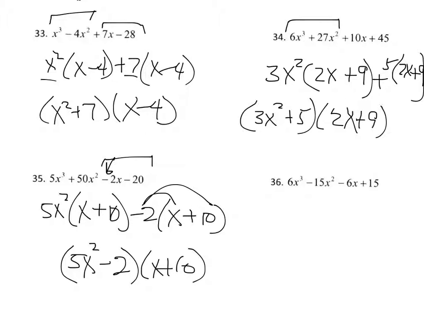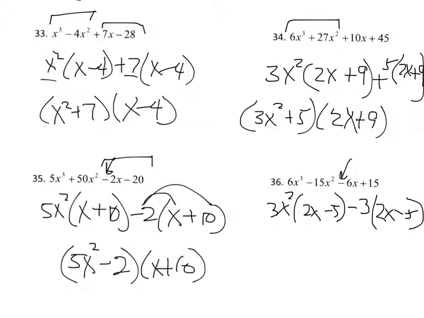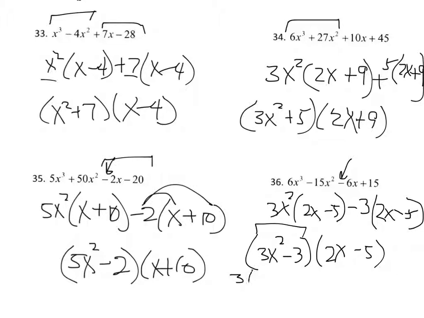This last problem, I'll pull out a 3x squared and get 2x minus 5. Then it starts with a negative, so I'll pull out the negative, pull out negative 3, get 2x, that switches the sign to minus 5. So together we'll have 3x squared minus 3 and a 2x minus 5. I can pull a 3 out of this, and I would get 3x squared minus 1, 2x minus 5.